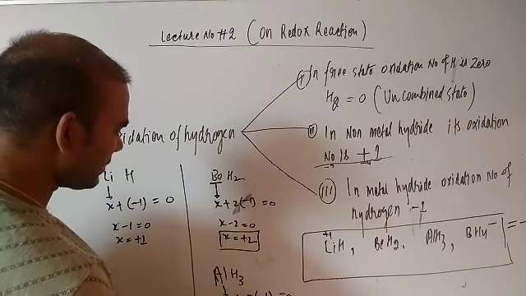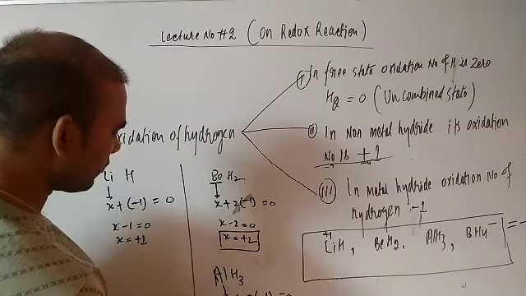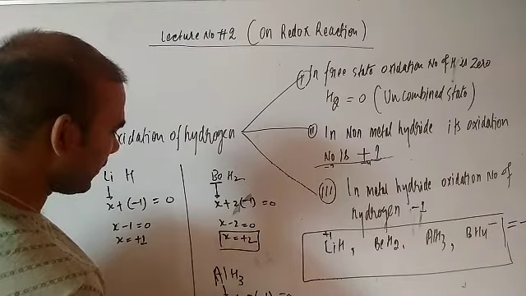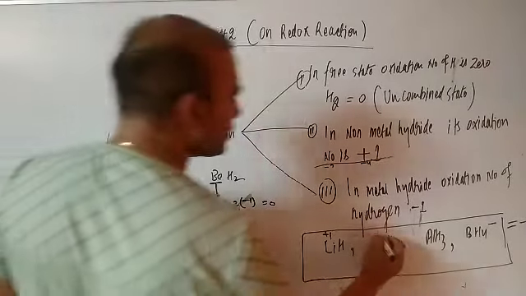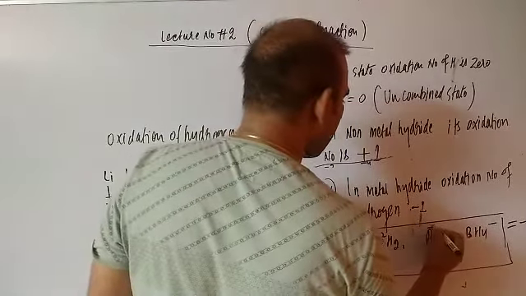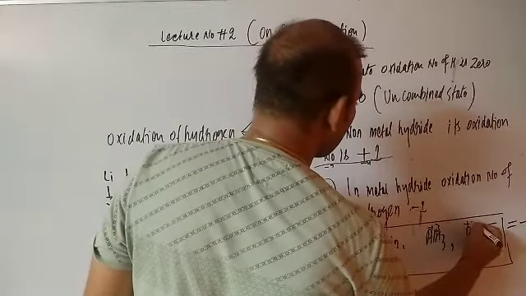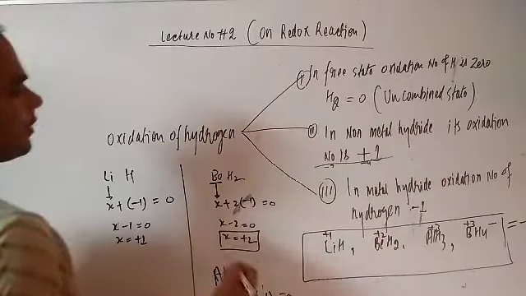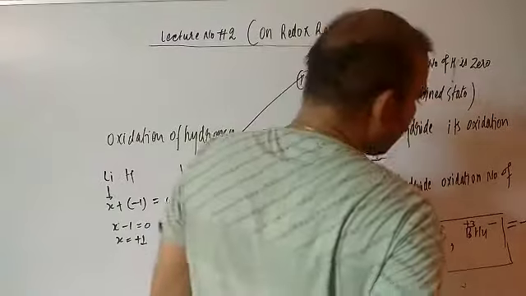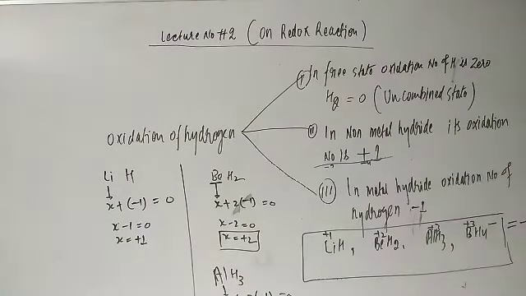So X - 3 equals 0. So X is equal to how much, student? +3. So here it is +2, here is +3, and here also it is going to be +3. Let us try to calculate for BH4 minus, student, how much is coming for the BH4 minus.